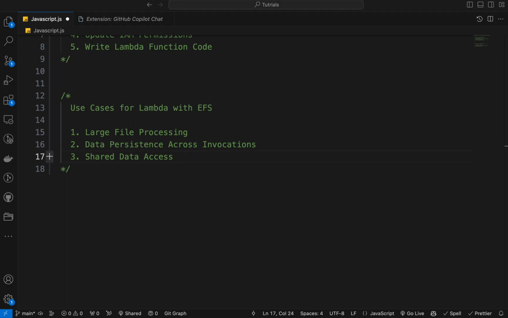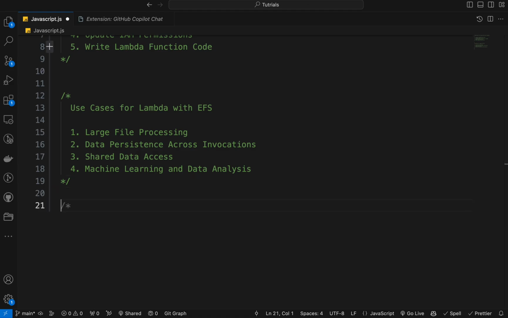Lastly, you can use it in machine learning and data analysis. EFS can store large data sets used by Lambda functions for machine learning, inference, or data analysis tasks.